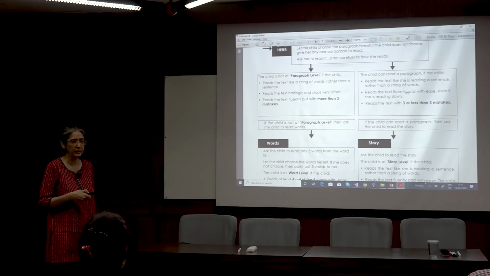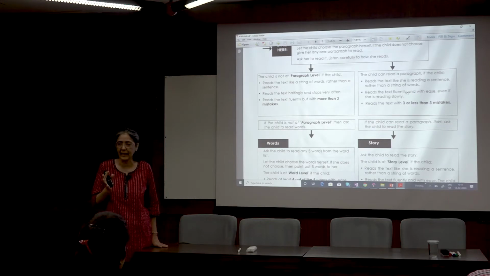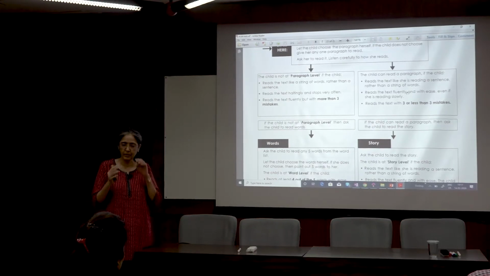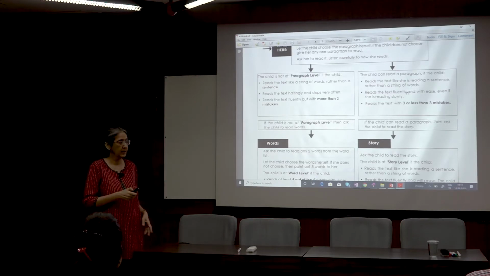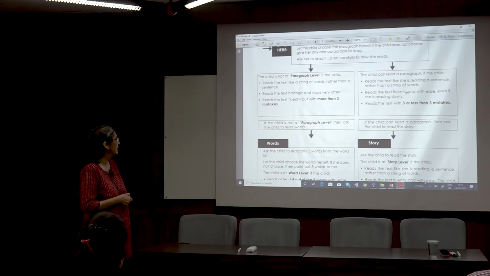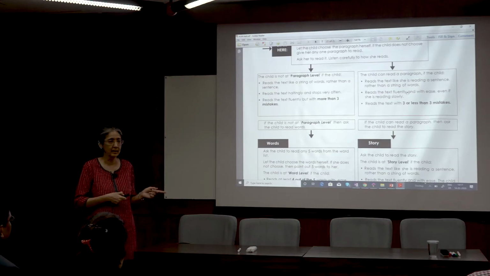And mistakes have been defined over there. If they have some accent because of their language, that's not to be considered a mistake, because the children don't know how it's to be pronounced, but they still are able to decode the word, so that's not a mistake. So they tell them what are the not-mistakes. Reads the text haltingly and stops very often is not allowed.